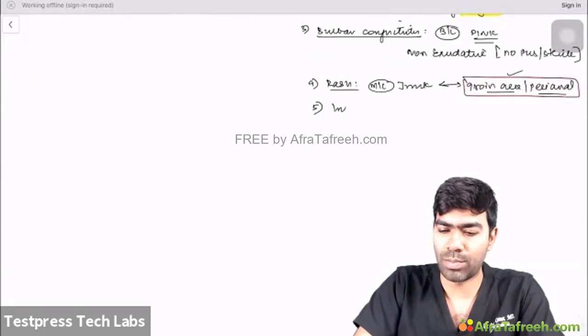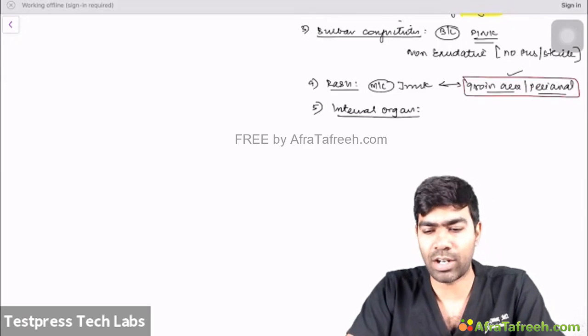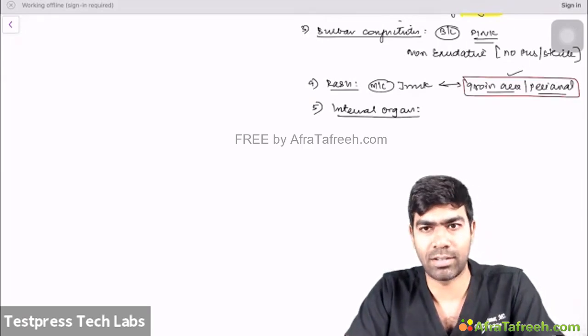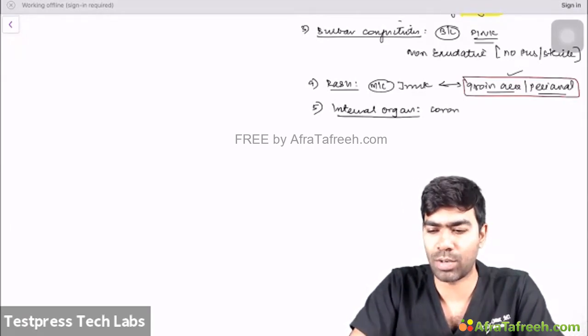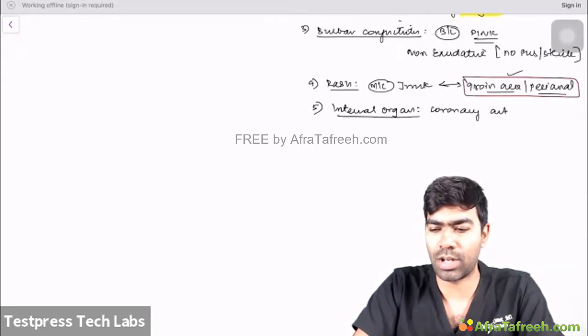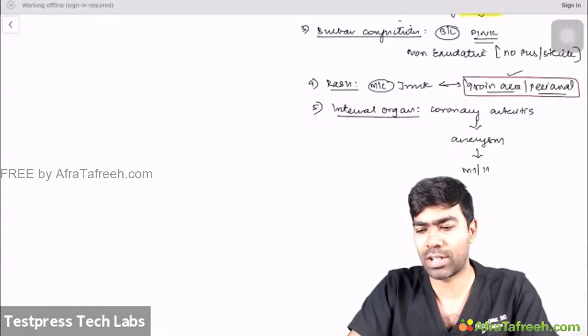And next, the most important point in Kawasaki is the internal organ involvement. That is very classical in Kawasaki. As far as the internal organ involvement is concerned, the most deadly thing that Kawasaki causes that we are actually worrying about is the coronary artery involvement. They can produce coronary vasculitis and subsequent aneurysm formation. And because of that, they can result in development of myocardial infarction and heart failure.